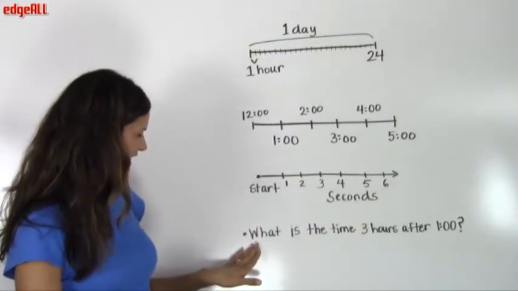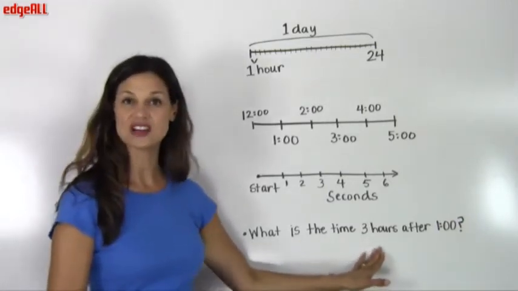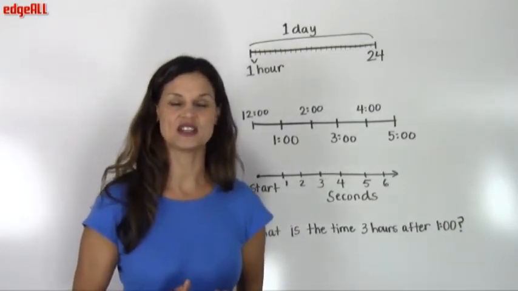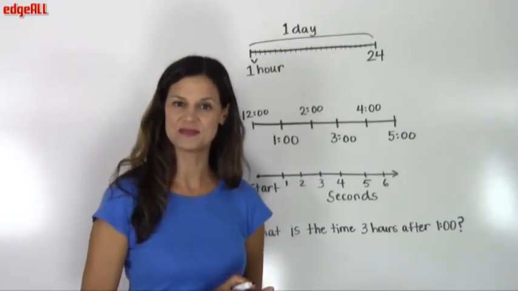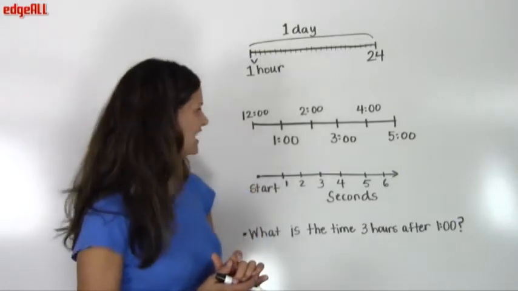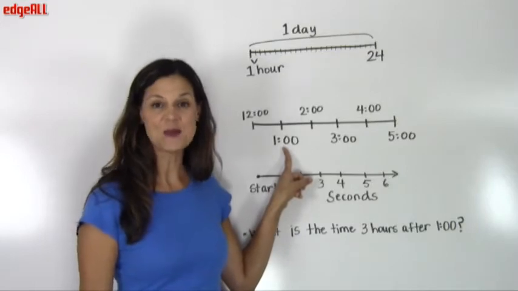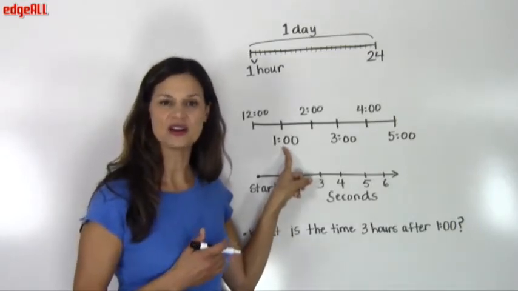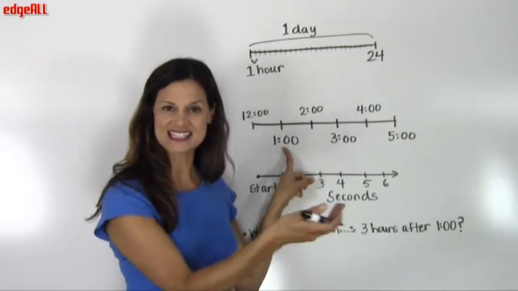If we have a question like this as an example, what is the time 3 hours after 1 o'clock? To answer this question, we will do something that feels a lot like addition. If we find the point 1 o'clock on a line, like a number line like this, we can add 3 hours by moving 3 hour-long spaces to the right of that point.